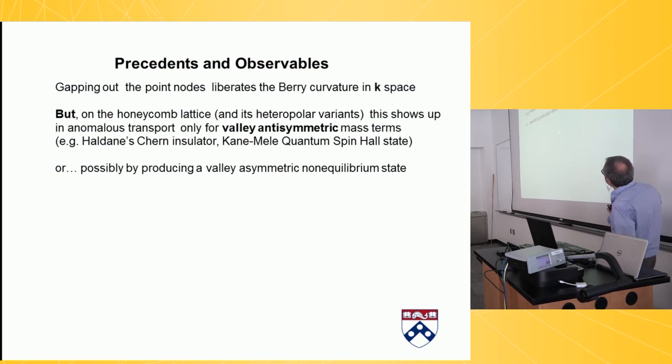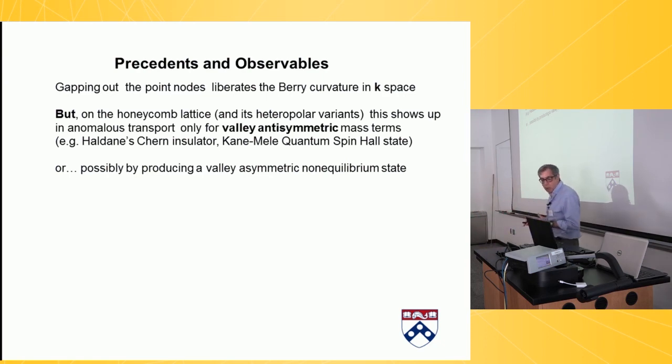Okay, so here we go. So how does it work? Well, what we'll do is we'll gap out those point nodes, and what that will do is take the Berry curvature, and instead of having it at a point, what it will generally do is distribute it around those nodes. That's known. As it happens on the honeycomb and its heteropolar variants, this will only show up in transport if you have a way of breaking the valley symmetry. In other words, the mass term you have to generate automatically has to be different in the two valleys. Reason? The two nodes you're trying to gap out already have different twists. So if you put on the same mass, the whole effect is going to integrate to zero.